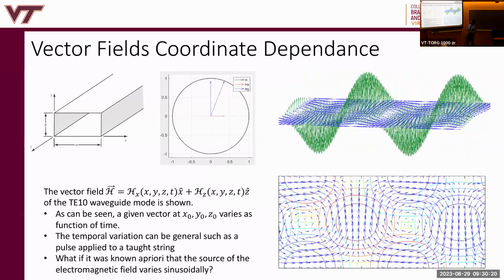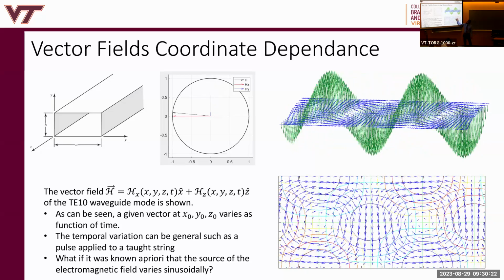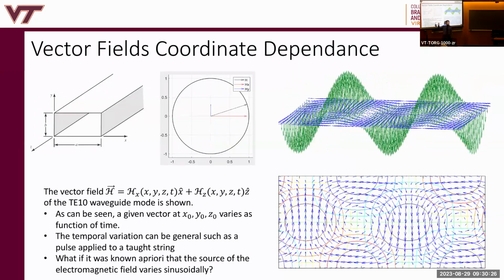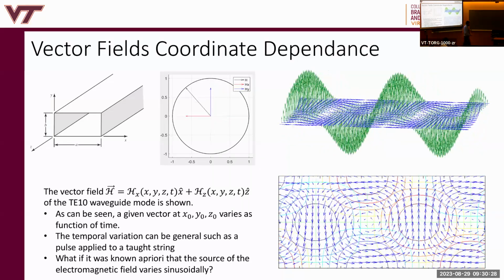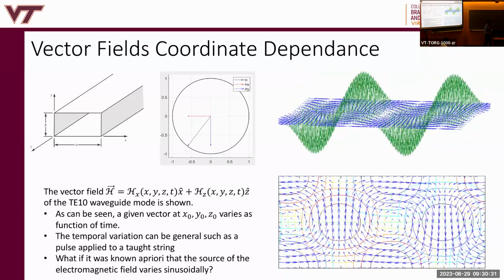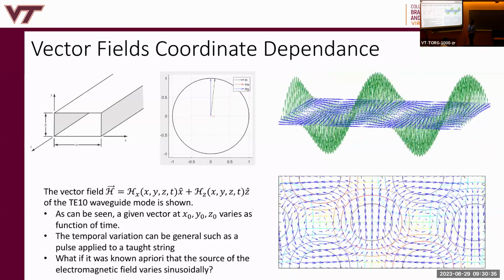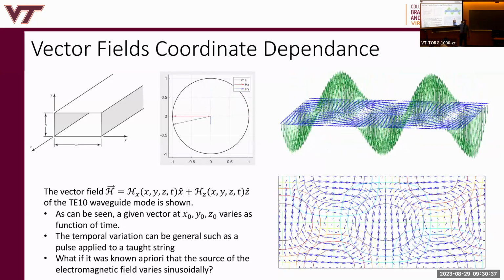So let's just recap what we did last time. We're looking here at a wave. This is a particular type of wave. This is an electromagnetic wave that exists inside of a rectangular waveguide, which we will study. That mode, that field configuration has a special name. It's called the TE10 waveguide mode. And what we're looking at is the magnetic field of such a mode.